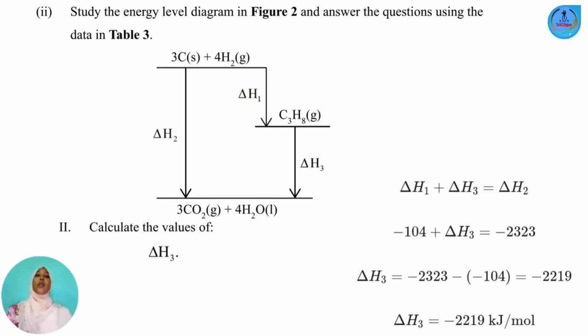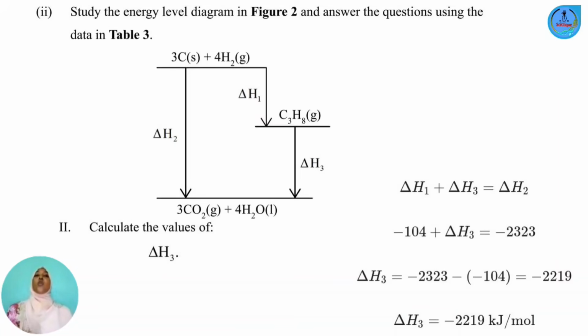And just a point of note, the signs are very important, okay? The negative sign is very important because it illustrates what type of a reaction this is. So this is an exothermic reaction and you need to illustrate it as such. And by the way, the end answer for delta H3 has to have a negative sign.